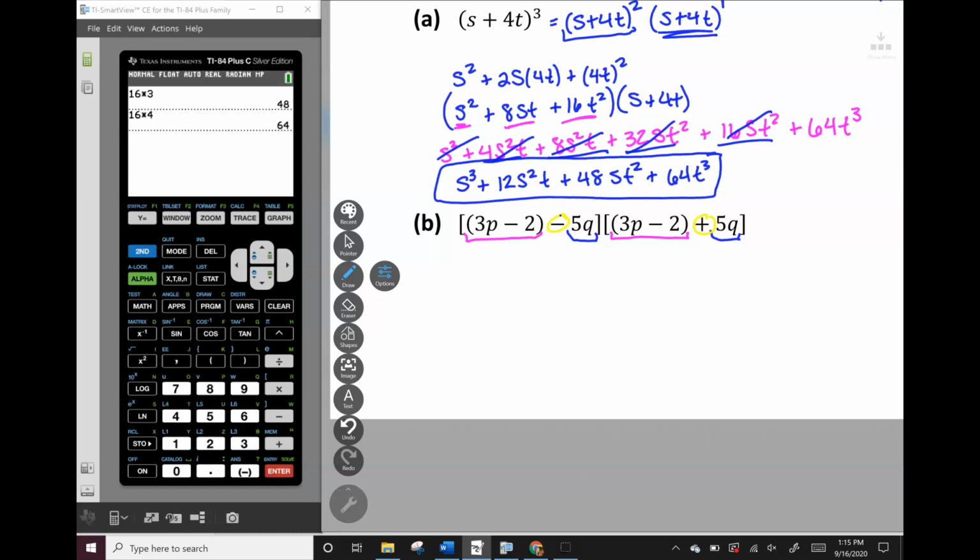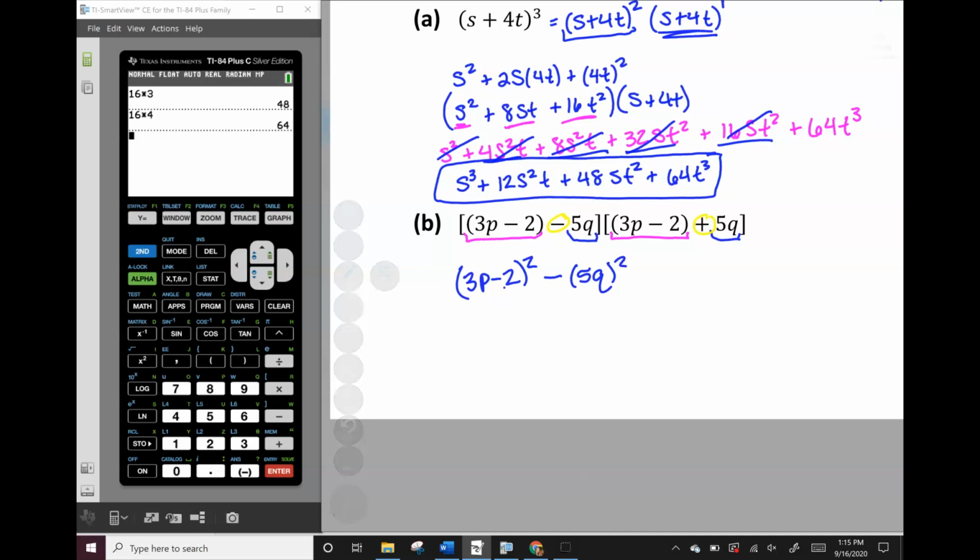So if you are multiplying the difference and the sum of two terms, you're just going to square the first term. So that would be 3p minus 2 squared. That's the first term squared. Minus the square of the second term, which is 5q squared. All right, now let's simplify that. 3p minus 2 squared is the other pattern that we actually just learned. So we want to use that pattern to multiply that. So notice that it's minus, so you're going to use the minus sign.